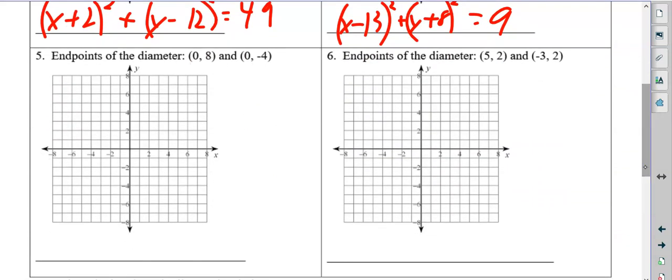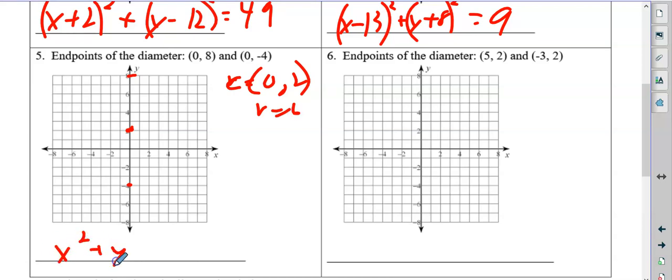Endpoints of the diameter are at 0, 8, and 0, -4. This one actually works. So here's 0, 8, and 0, -4. Okay. So the center, 8 plus 4 is 12. So that means divide by 2, radius is 6. 1, 2, 3, 4, 5, 6. There's your radius. Sorry, the center is at 0, 2, and the radius is 6. So that's x squared plus y minus 2 squared equals 36.